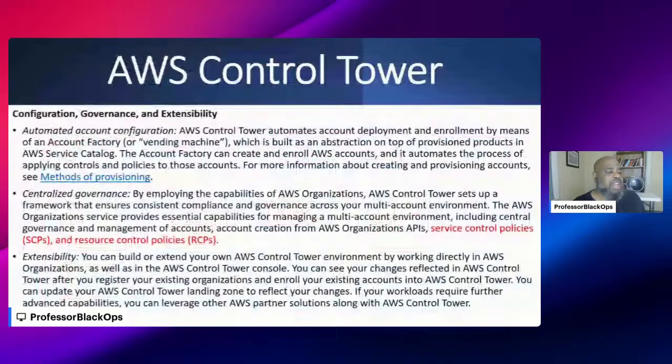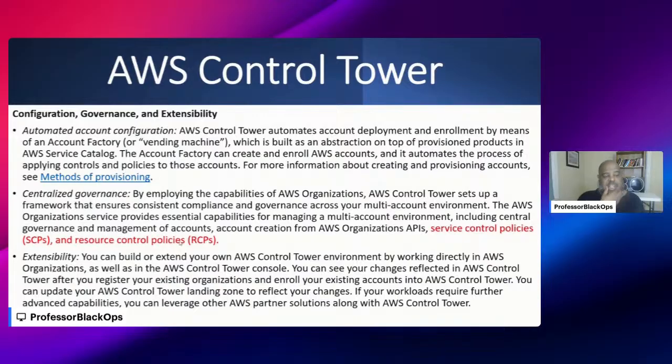Part of that is you get your configuration, governance, and extensibility. One thing we're going to dig into is the automated account configuration. It automates account deployment and enrollment by means of an account factory. In Landing Zone, they call it a vending machine, which is built as an abstraction on top of provisioned products in your AWS Service Catalog.